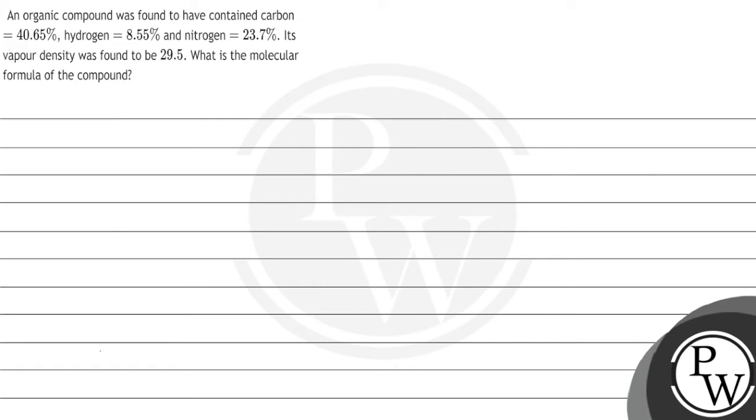The question says an organic compound was found to have contained carbon 40.65%, hydrogen 8.55% and nitrogen 23.7%. Its vapor density was found to be 29.5. What is the molecular formula of the compound?